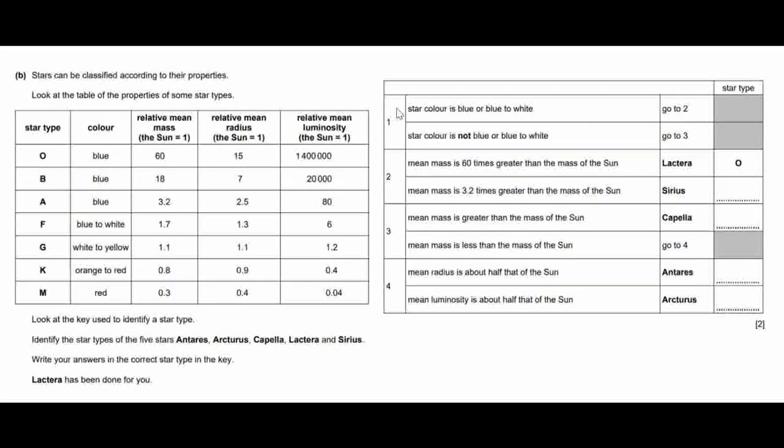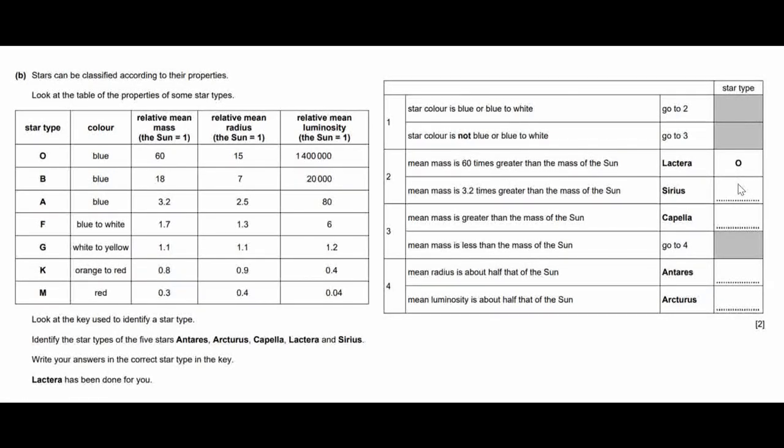So let's see from clue number 1. The color is blue or blue to white. So blue to white is the first 4. Now we go to number 2. If it's blue and blue to white, we go to number 2. Mean mass is 60 times greater than the mass of the sun. Let's see the mass here. 60. So this one is 60. So O is the Lectura.